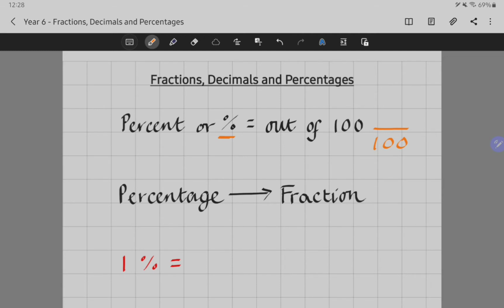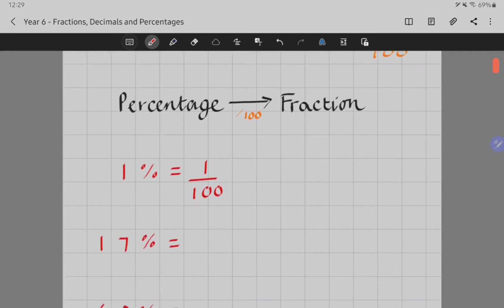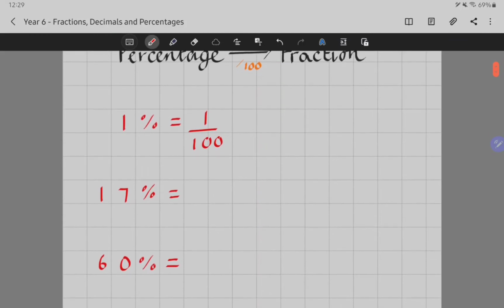So, turning percentages into fractions. This is the easy one, because all we're going to do is put our percentage over 100, because it's always out of 100. So look at 1%. I've got 1 out of 100. I've got 1/100th.